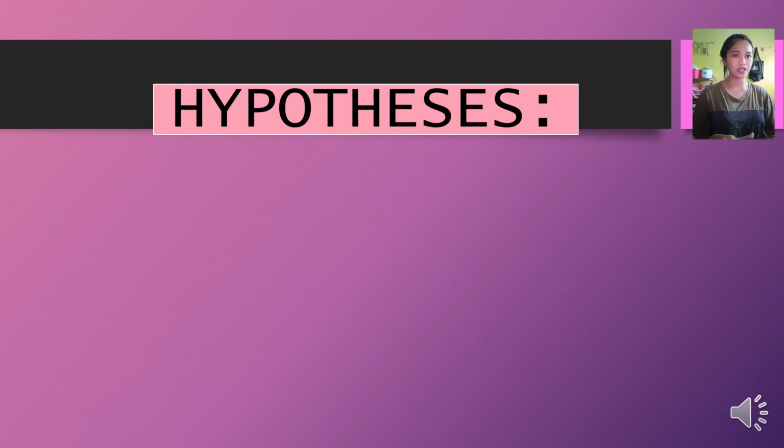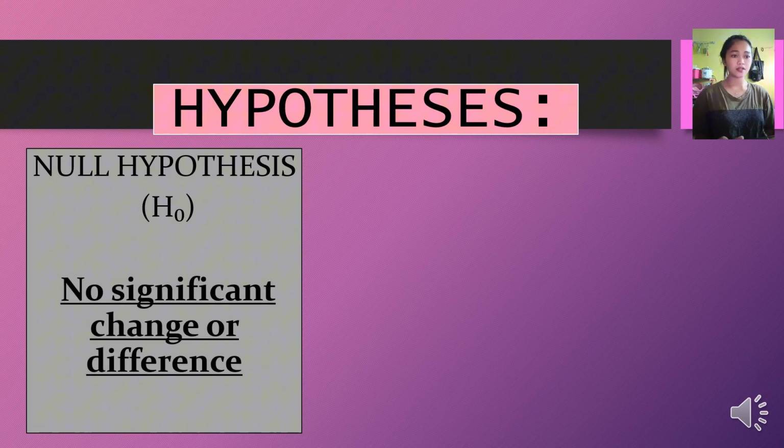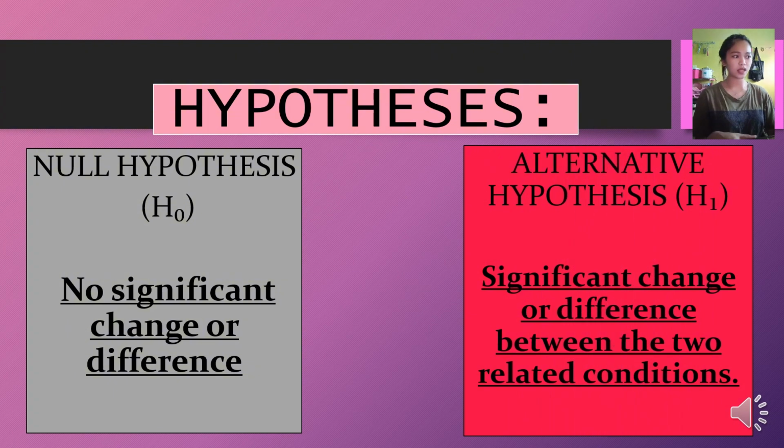So we have here the two hypotheses. First is the null hypothesis, or H sub 0. The null hypothesis means there is no significant change or difference between the two samples. And the alternative hypothesis, or H sub 1, means there is a significant change or difference between the two related conditions. So those are their meanings or definitions.